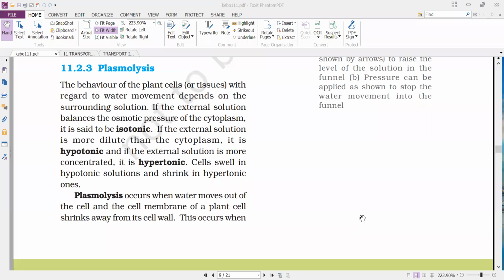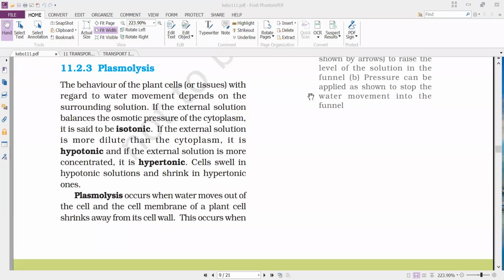Okay, we are discussing plasmolysis. To understand plasmolysis, first of all, we have to understand some concepts, like the different types of solutions: isotonic solution, hypotonic solution, and hypertonic solution. If the concentration of the cytoplasm of the cell is equal to the concentration of the external solution or external environment, then we say that the cell is isotonic with the external environment.